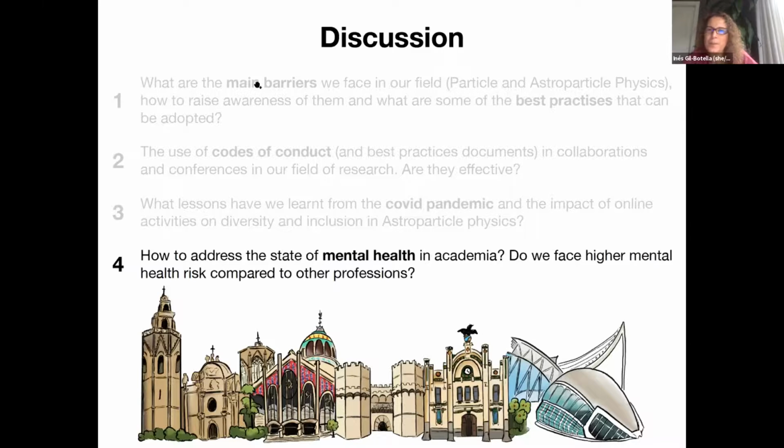Let's start with Kamiel. Yes, so how to address, I think the first stage is to know what the state of mental health is, and to have these surveys and to get an image of, okay, this is how mental health is in academia, particle physics, in astroparticle physics, or wherever you're working. So that's the first step. And then it's really looking at which are the major issues showing up.